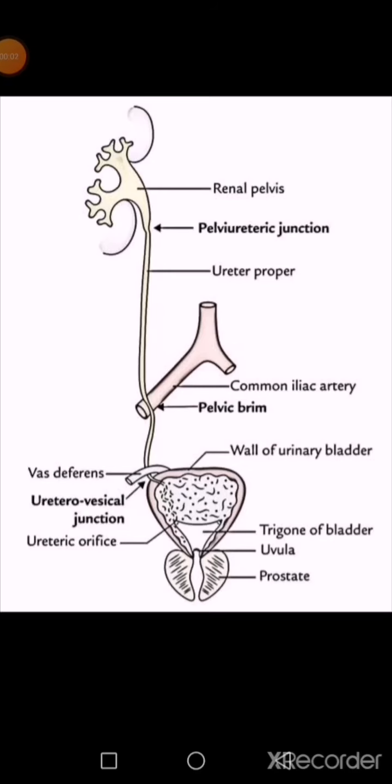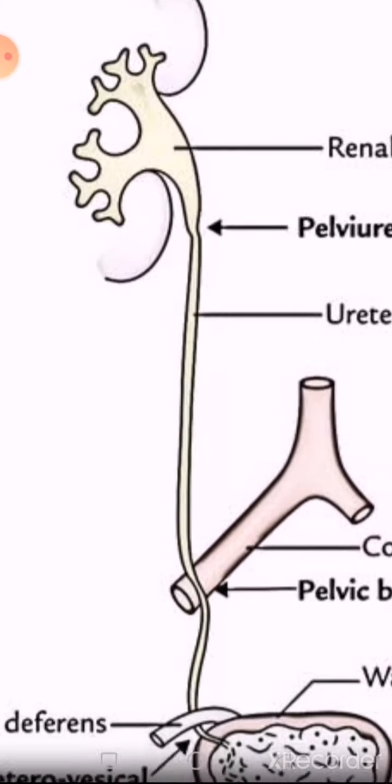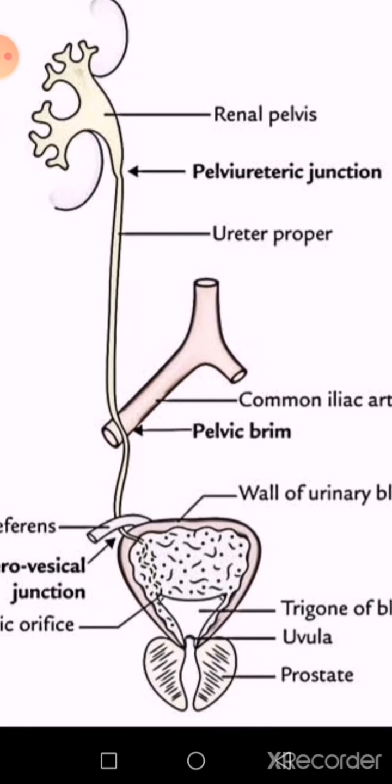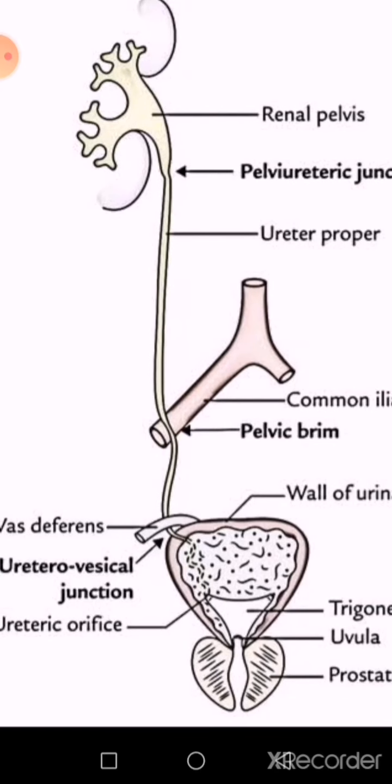Hello everyone, this tutorial is going to be on the anatomy of the ureter, and we will be starting with the course of the ureter. The ureter basically arises from a structure known as the renal pelvis, which is a funnel shaped dilatation. This funnel shaped dilatation issues from the hilus of the kidney and then descends along the medial margin of the kidney, gradually narrowing as it does so. At the lower pole of the kidney, you can see that it forms the ureter proper.